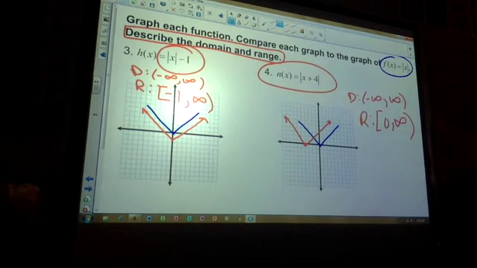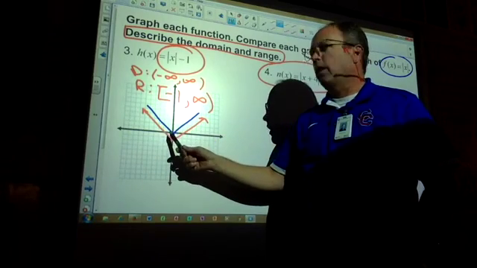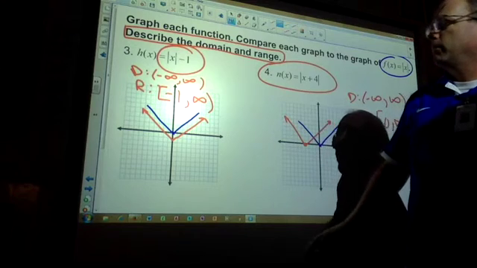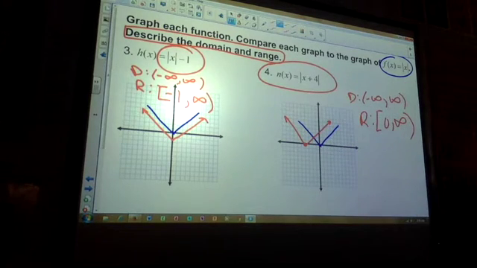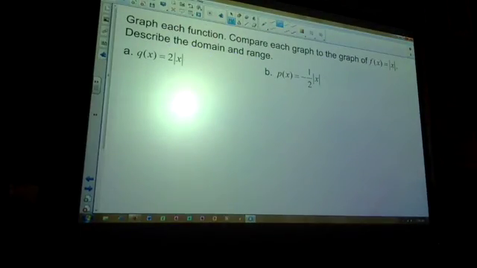As far as our domain, if I look up, down, or on the line, I'm always going to see the graph. So when would it not be negative infinity to infinity? Let's not worry about that yet. We'll get there eventually, in 8 years.